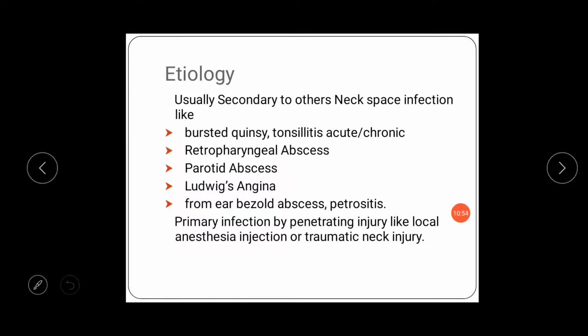Etiology of parapharyngeal space abscess. This abscess is usually secondary to other neck space infections or infection in the upper respiratory tract. So parapharyngeal space infection or abscess can occur after a burst quinsy, or peritonsillar abscess, or after acute or chronic tonsillitis. It can also follow retropharyngeal abscess, parotid abscess, Ludwig's angina, and sometimes ear abscess or petrositis. Sometimes primary infection can occur by penetrating injury, like a local anesthesia injection over the local site, or traumatic neck injury.